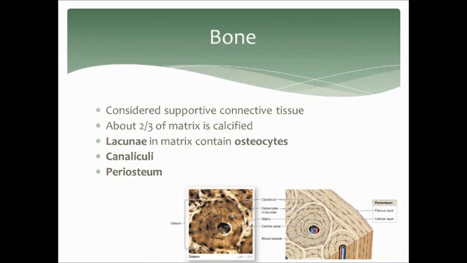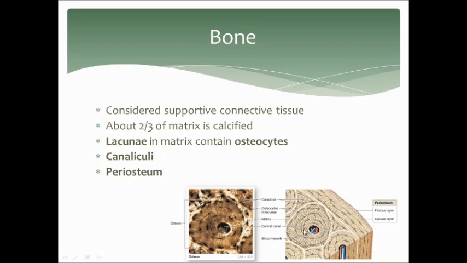Our second supportive connective tissue is bone. So about 2/3 of the bone matrix is calcified. So that's what gives it its tough texture. Just like the chondrocytes in the cartilage, the osteocytes or bone cells sit in lacunae, these little divots, and the lacunae talk to each other via canaliculi. So they're these little canals so that the cells can communicate.